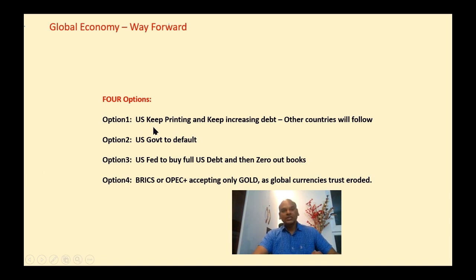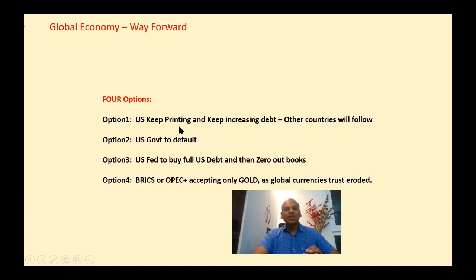The US decision is what actually pumped a lot of money into the global economy, and with the hyperinflation, every country has ballooned their inflation, right? So that is why understanding the US economy is very important. Obviously, we will look at the BRICS and OPEC. So there are four options essentially.